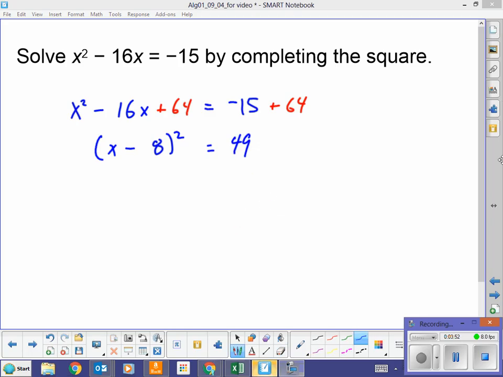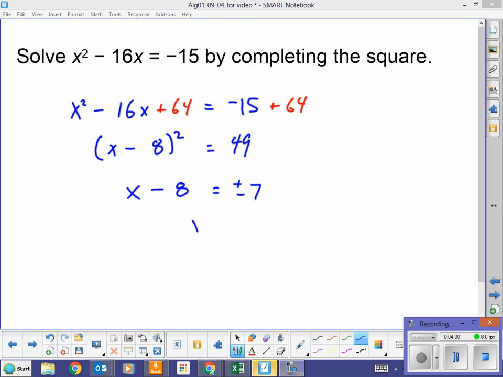Okay, so now we're going to go back to the previous lesson and use a strategy that we learned last lesson. We're going to take the square root of both sides. If I take the square root of x minus 8 squared, I'll have x minus 8. Let me say that one more time. If I take the square root of x minus 8 squared, I'll have x minus 8. I must also take the square root of 49, but again, I'm going to have 2 square roots, so positive and negative 7, because 7 times 7 is 49. Negative 7 times negative 7 is also 49.